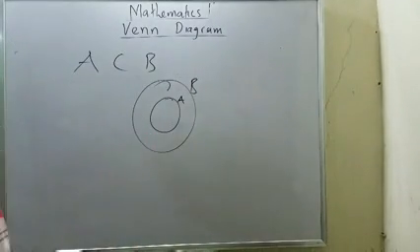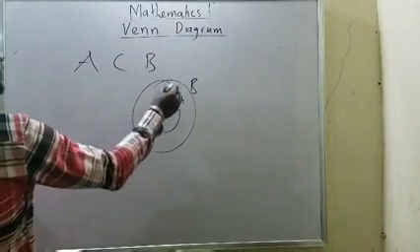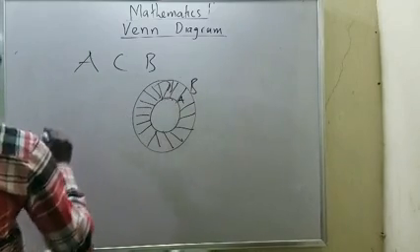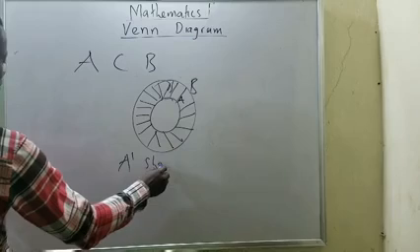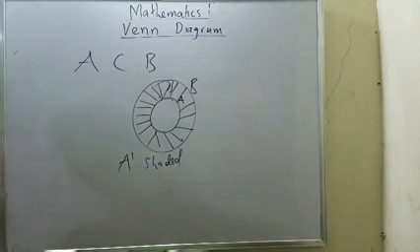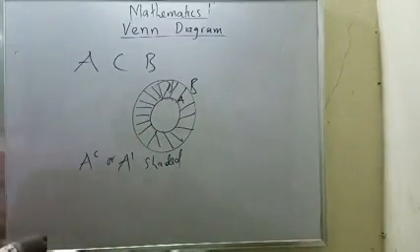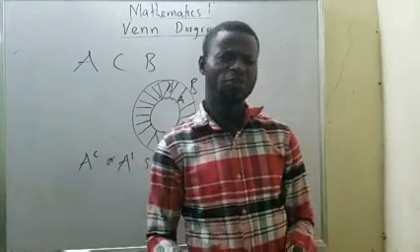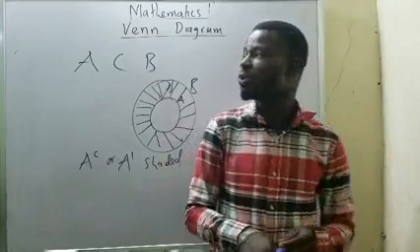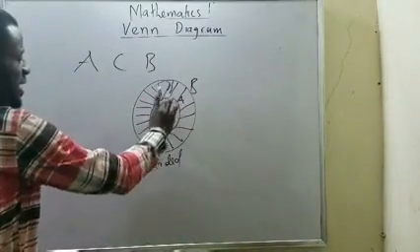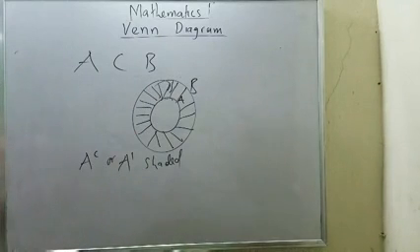For instance, if I have something like this, this place is shaded. I want to shade this part. Once I shade this part, it means A prime is shaded. I've explained the meaning of A prime, which we also call A complement, in our previous video. Before you watch this video, make sure you watch all we have done on set, the 2 videos on set. This is my A, this is my B. The shaded part is A complement. I've explained A complement in our previous video.